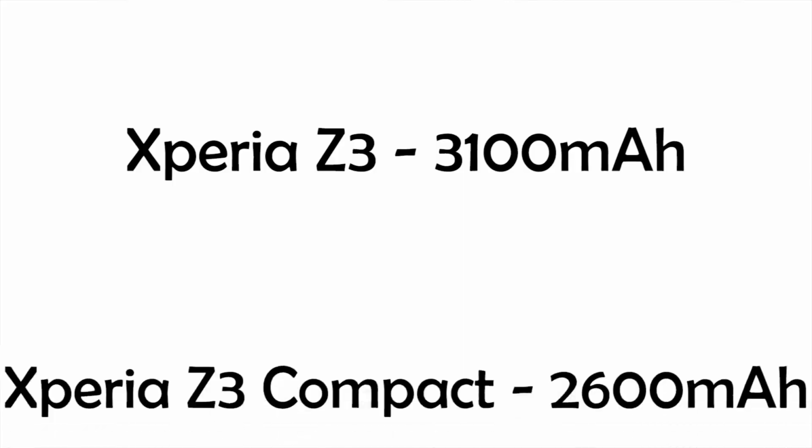And since the Z3 is a larger phone, you will also find a larger battery of 3100 mAh, which is meant to last up to 740 hours on standby, compared to the 2600 mAh battery found on the Z3 Compact, which is again meant to last up to 920 hours. Well, how does that work? Well, it could be to do with the fact that the battery on the Z3 has more pixels to power because of its higher resolution.